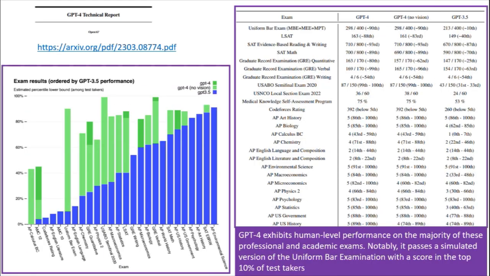To imagine how powerful these foundational LLMs are, let's explore the white paper published by OpenAI for their GPT-4 model. So GPT-4 exhibits human level performance on the majority of these professional and academic exams. Notably, it passes a simulated version of the uniform bar examination with a score in the top 10% of the test takers. It is just unbelievable. Now you can imagine how powerful these foundational models are. I hope you get a good intuition about the foundational model or base LLM.